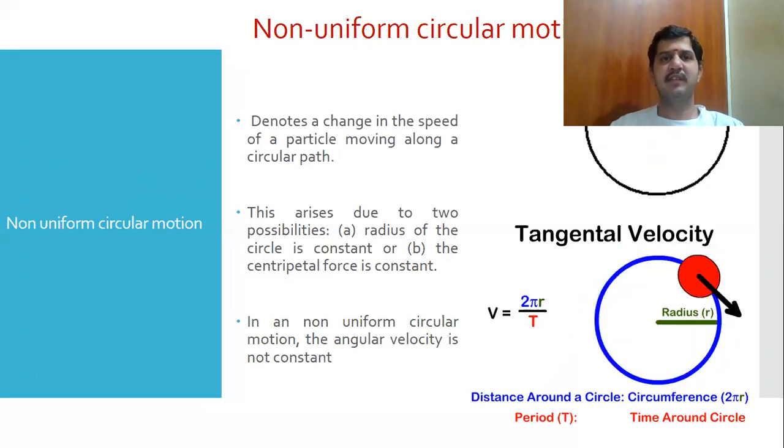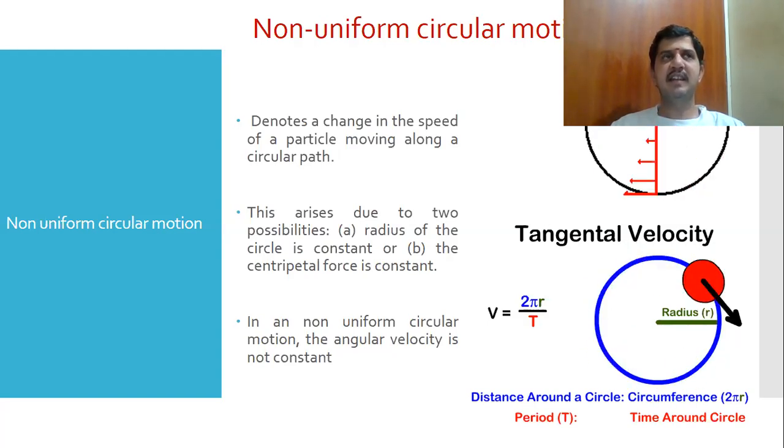First of all, we spoke about what circular motion is, and uniform circular motion. Then we looked at the different quantities that we use in uniform circular motion: namely, linear speed, angular speed, angular velocity, and so on. We also explored some other quantities like time period and frequency. Today we'll look at non-uniform circular motion.